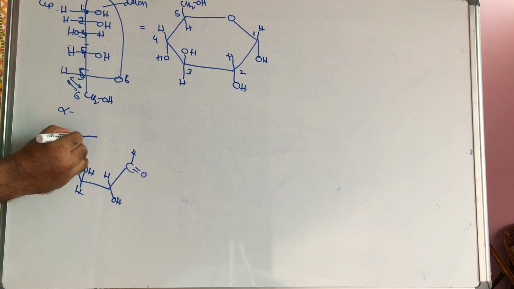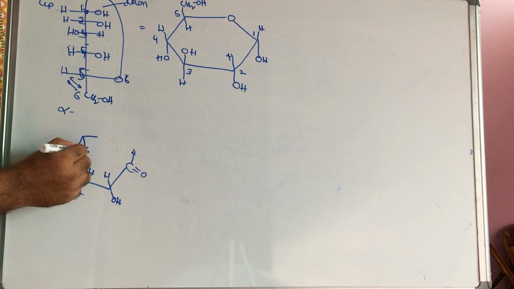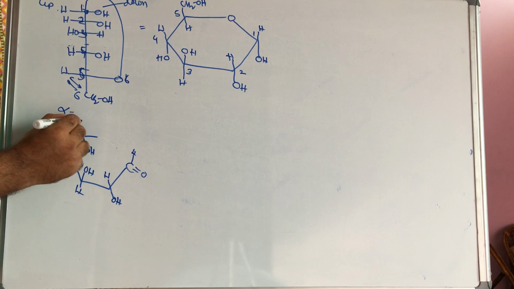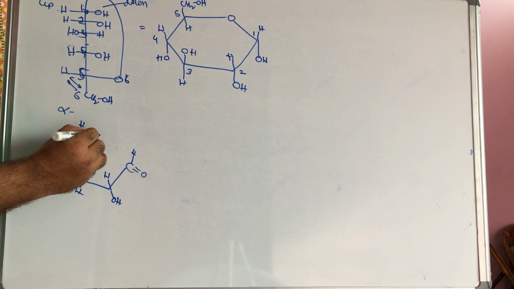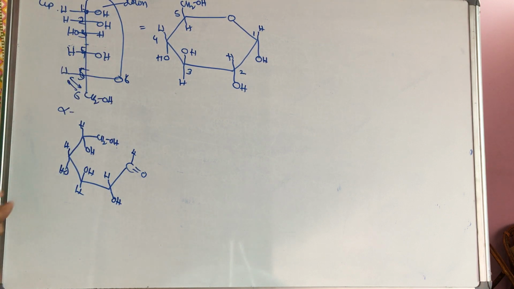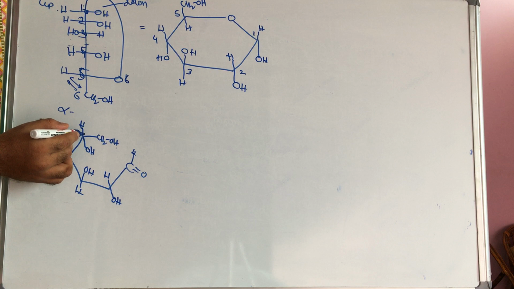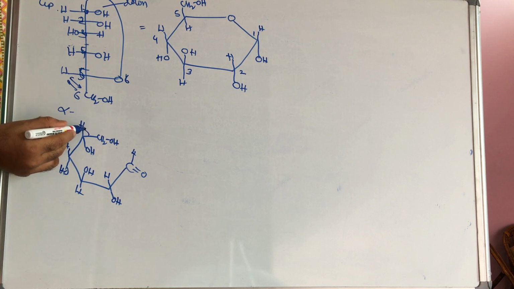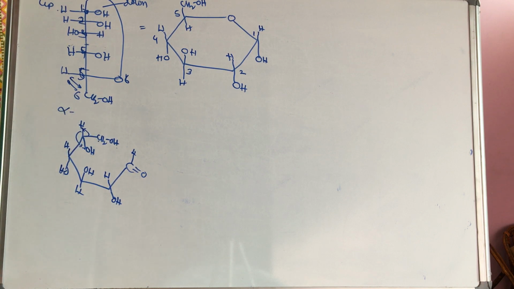Fifth position, right side OH will be down, and this will be up, H, and this will be CH2OH. Then this will be rotated. When this is rotated here, this will come here, this will come here, this will come here. It means this OH comes to this position. So after rotation, I am writing here, carefully observe.